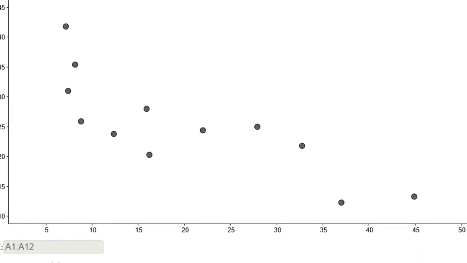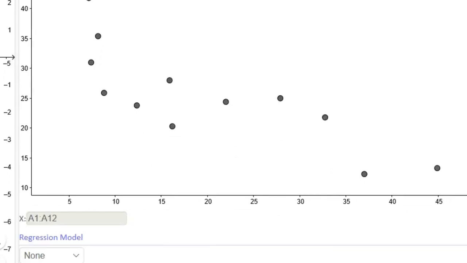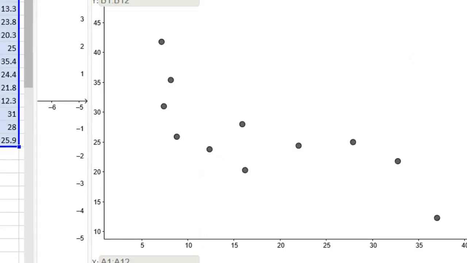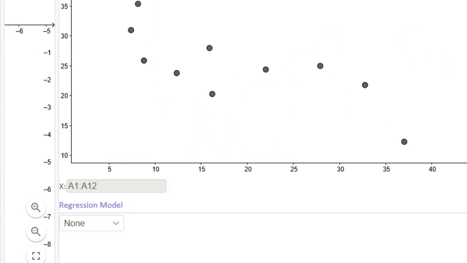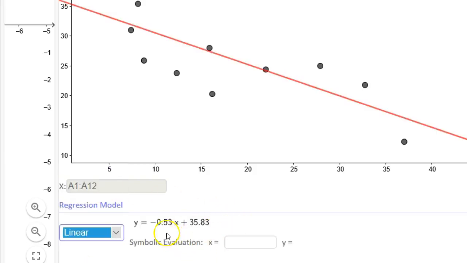And that gives you the model, the scatter plot. And if you want the regression, whoops, I keep hitting the wrong button here. I'll pull down, and you look down here on the bottom under regression model. If you change that, you can change it to linear, and it gives you the equation. Y equals negative 0.53x plus 35.83. So there's another way of getting it.